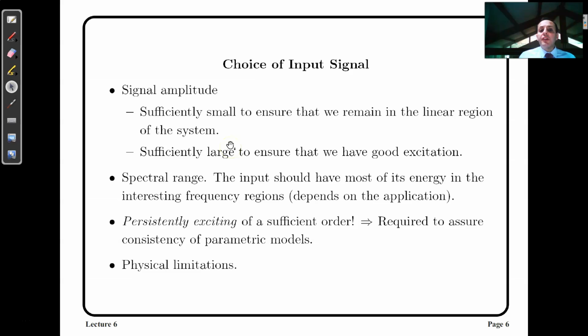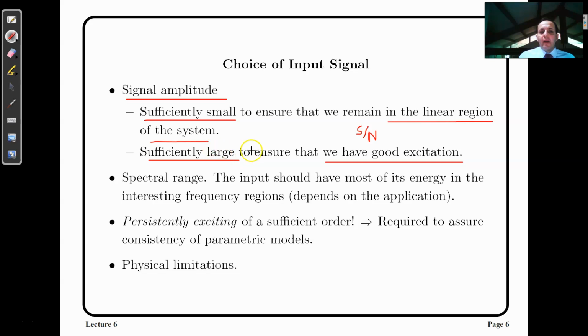So, the choice of the input signal. Signal amplitude is something that we already mentioned. The signal amplitude needs to be sufficiently small in order to remain in the linear region of the system, but on the other side, it should be sufficiently large to ensure good excitation and also to have a good signal to noise ratio, if you remember. It means that the level of the input signal needs to be enough to counteract the effect of the noise.